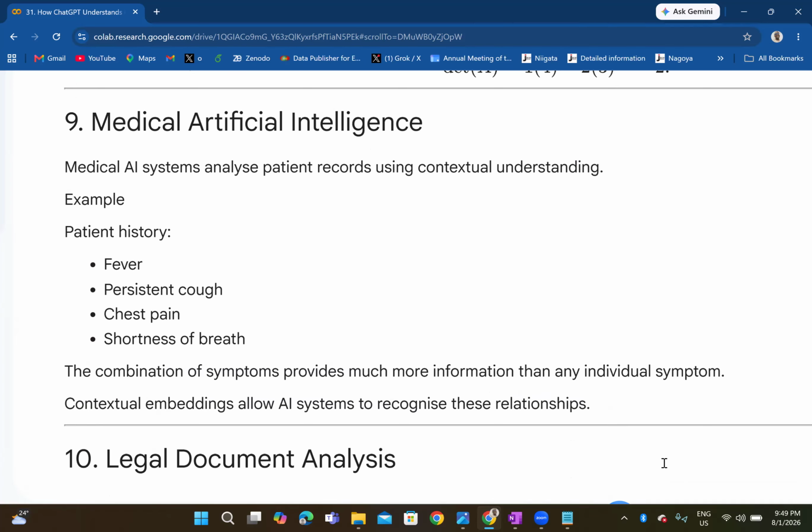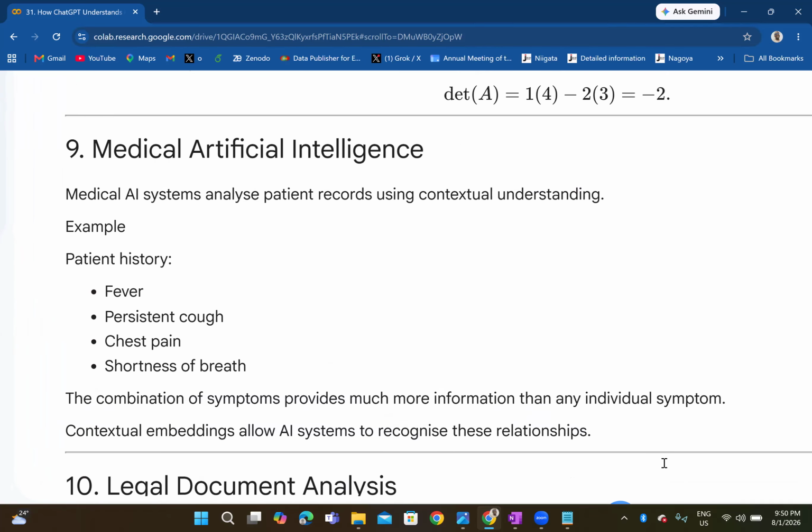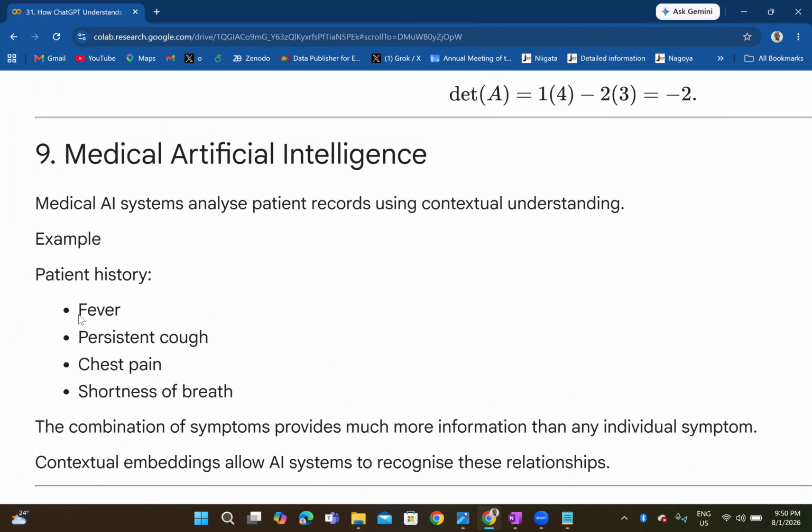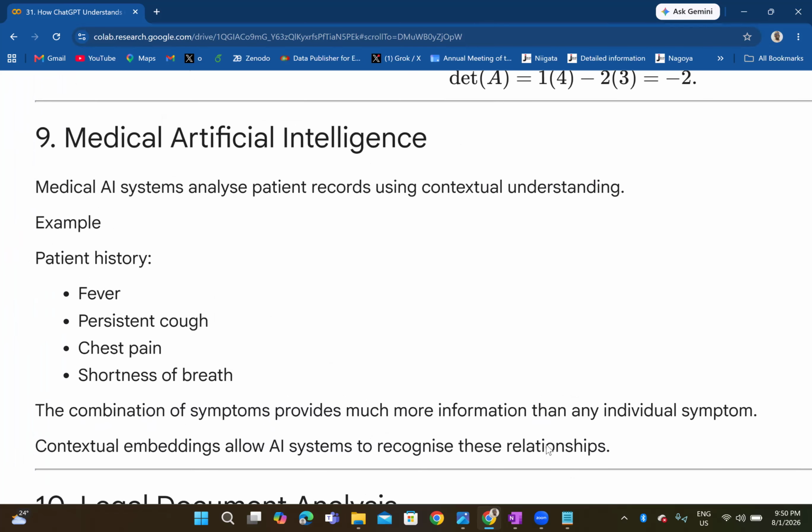Then for medical artificial intelligence now, medical AI systems analyze patient records using contextual understanding. Example, you have patient history like fever, persistent cough, chest pain, shortness of breath. The combination of symptoms provides much more information than any individual symptom. So contextual embeddings allow AI systems to recognize these relationships.